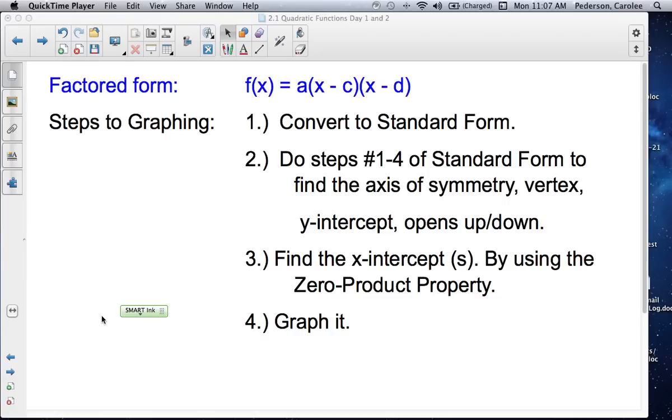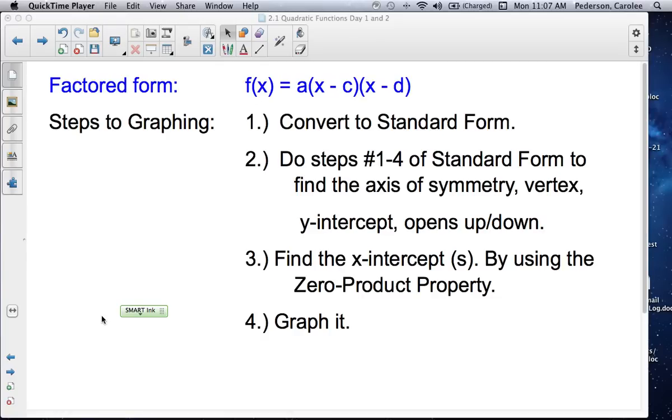Then you're going to do the same steps as we did on the last slide. You would do 1 through 4. You would find the axis of symmetry, the vertex, the y-intercept, and if it opens up or down. We're just adding one extra step to this. We want to find the x-intercepts.